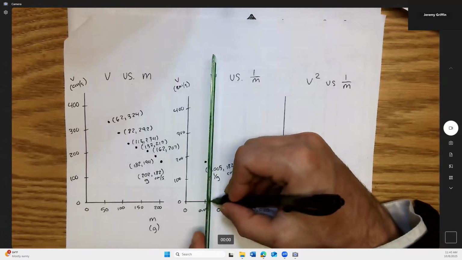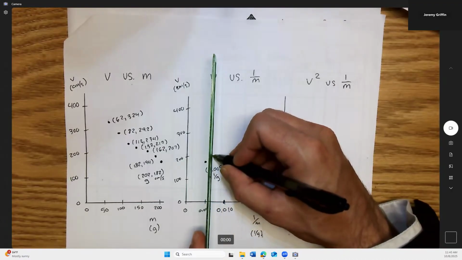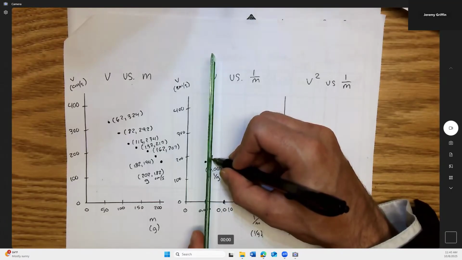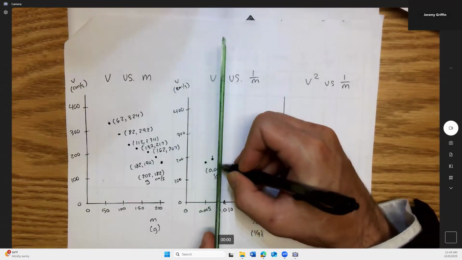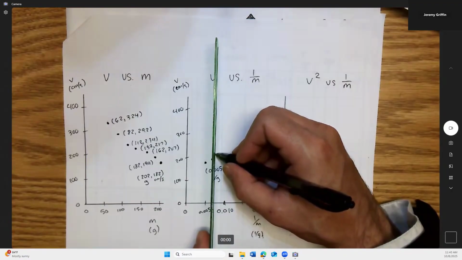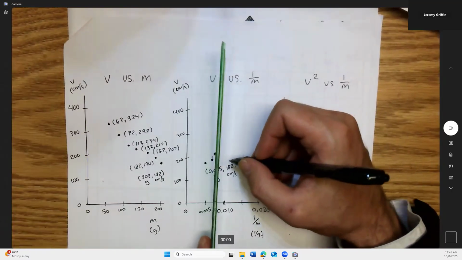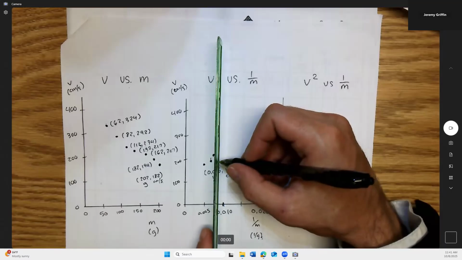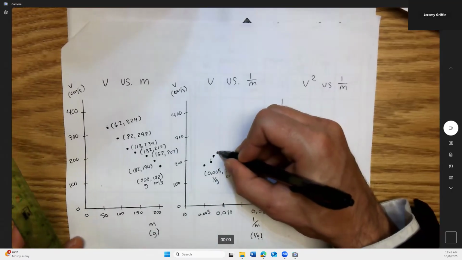What's the next point? 0.006. And is the speed 207? It's 194. Oh, yeah, you're right, that was the next one. 194 is right here. What's the next one? 0.0062, so just a little bit. And that was 207? Yes. All right, next point. 0.008 and then 217. 217.